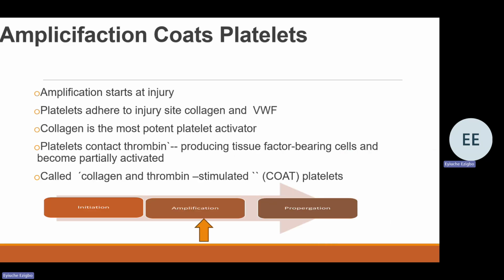So the second phase of the cell-based coagulation model is the amplification phase. The amplification phase begins at the site of injury. Platelets adhere to injury sites through collagen and von Willebrand factor. Collagen is the most potent platelet activator. Platelets contact thrombin produced by tissue factor-bearing cells and become partially activated. Okay, this is called the collagen-thrombin stimulated platelets, or coat platelets.